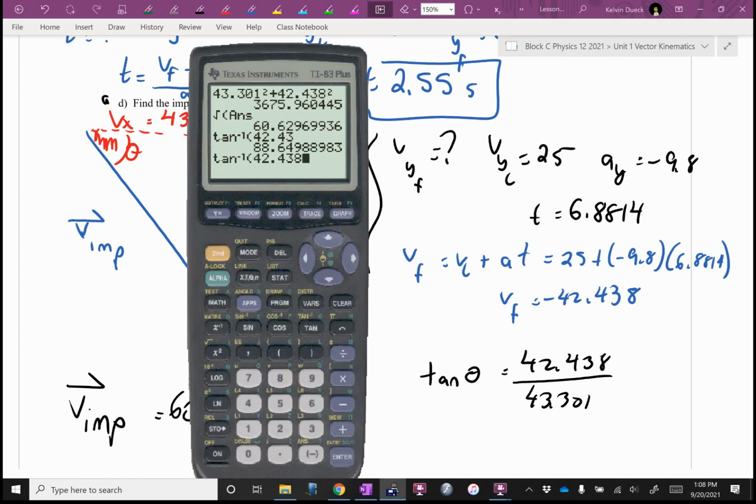42.438 divided by 43.301. Close off the bottom. I get 44.4 degrees, which I kind of suspected ahead of time because my two leg lengths were really similar, 42.4 and 43.31. They're close enough. I figured I'm going to get an angle around 45 degrees because it's isosceles. It'll be 46 or 44 or something like that. So here it is, 44.4 degrees.